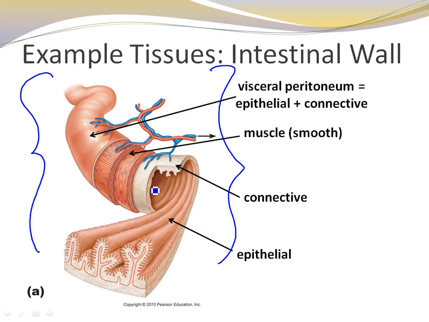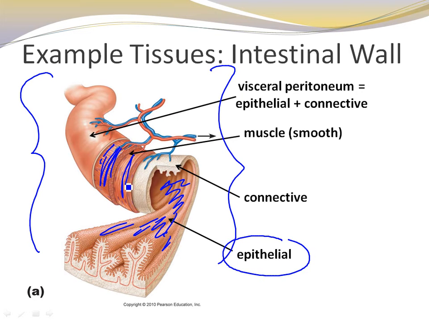Okay, notice this kind of pinkish red colored lining along the inside of the small intestine. That's a very thin layer of epithelial tissue. It's going to play a role in absorbing nutrients. Notice that further out from there towards the outer portions of the wall, you have a couple of layers right here and here of smooth muscle tissue.